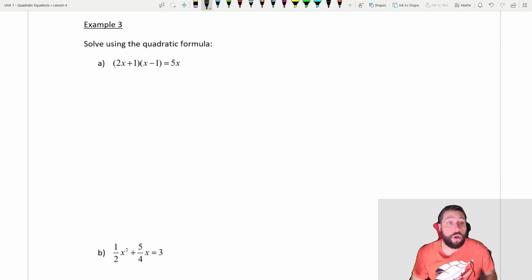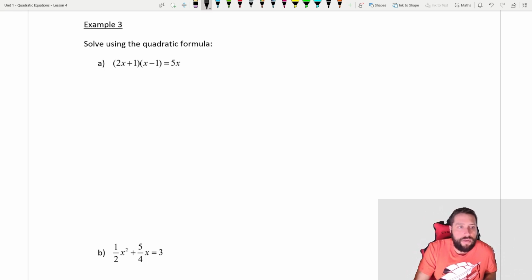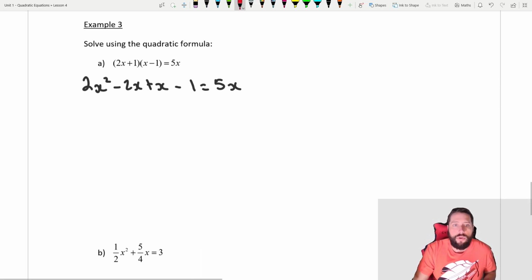Example 3, we're going to solve using the quadratic formula. So what we're going to do is we are going to expand the brackets, move the 5 over because we need it to be equal to 0. So let's expand the brackets. We get 2x squared minus 2x plus x minus 1 is equal to 5x. Okay. I'm going to move the negative 5x over now because it corresponds with these two.